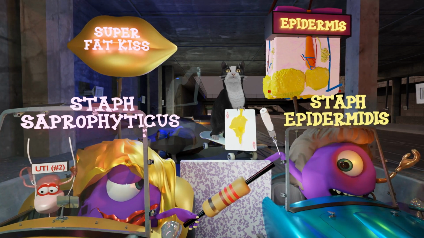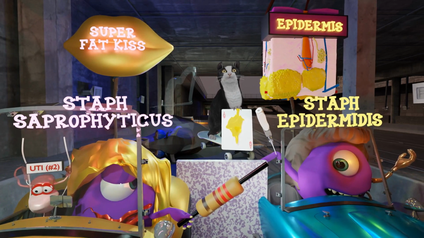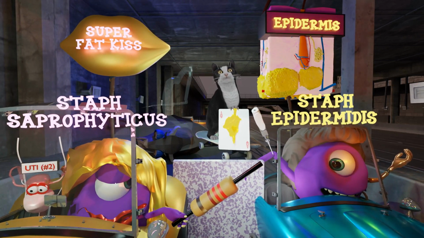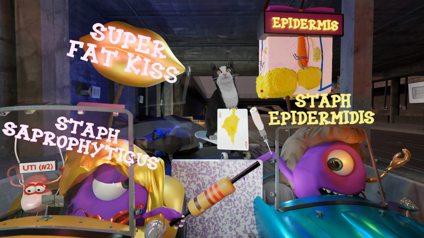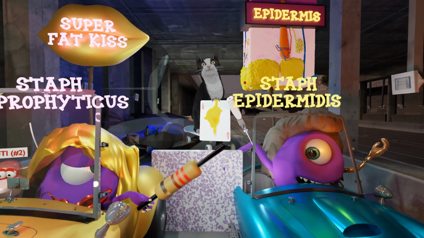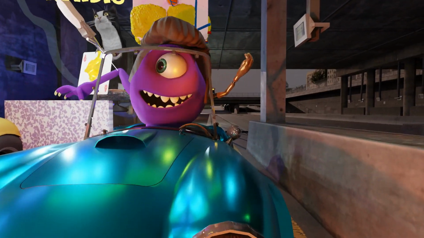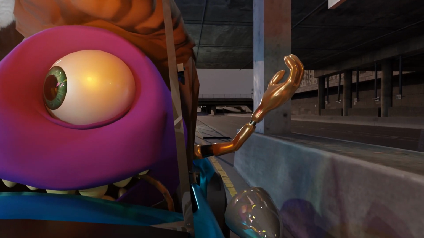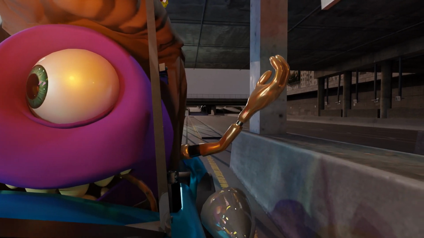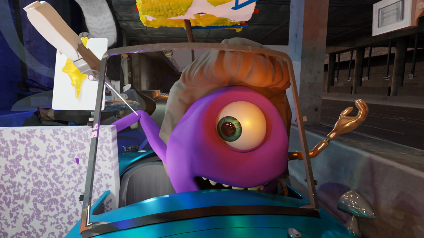Now, in this scene, we identified Staph epidermidis by the epidermis model that this guy had on top of his car attached to the staph, and Staph saprophyticus for the super fat kiss on top of the staph. Staph super fat kiss for Staph saprophyticus. And by Staph epidermidis, we recognized again his prosthetic arm and his IV catheter, as Staph epidermidis is associated with prosthetic limbs. It causes skin infections by prosthetic limbs, and it's also associated with long-term use of IV catheters.